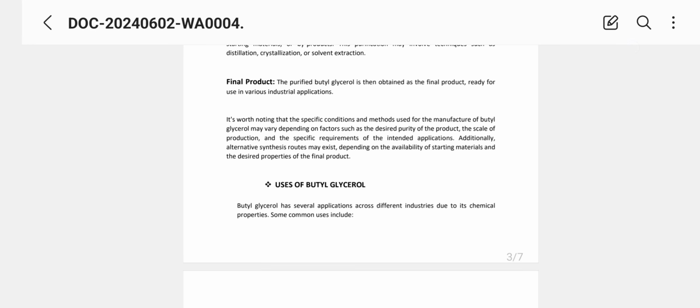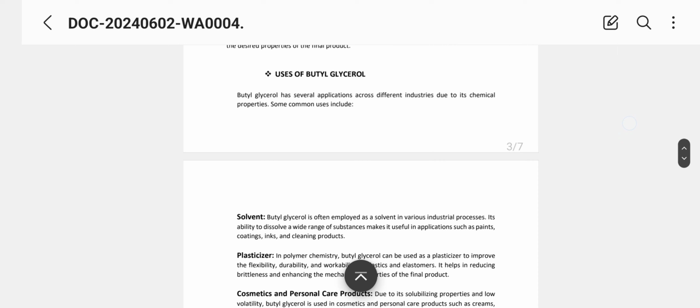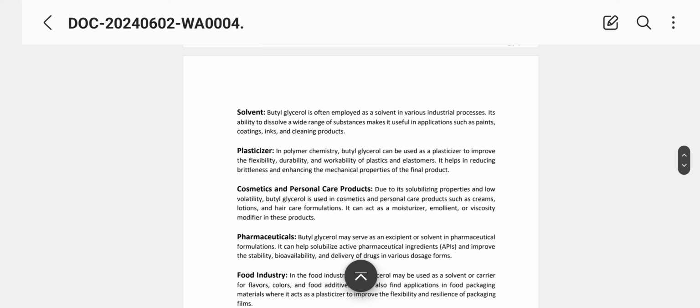Uses of butylglycerol. Butylglycerol has several applications across different industries due to its chemical properties. Some common uses include solvent. Butylglycerol is often employed as a solvent in various industrial processes. Its ability to dissolve a wide range of substances makes it useful in applications such as paint, coating, ink, and cleaning products.